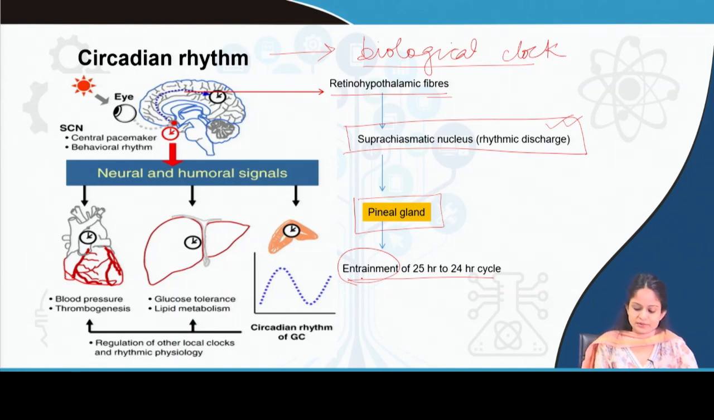That means if the suprachiasmatic nucleus gets destroyed, my 24-hour cycle will become again approximately a 25-hour cycle, which is normal, but will cause various hindrances in my daily activities. So in this way, circadian rhythm or biological clock is maintained by the suprachiasmatic nucleus.